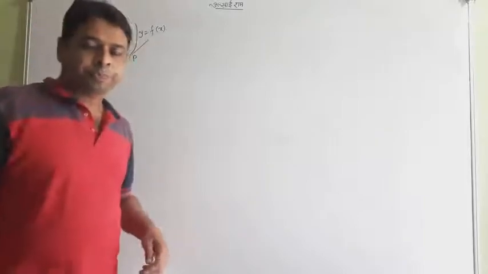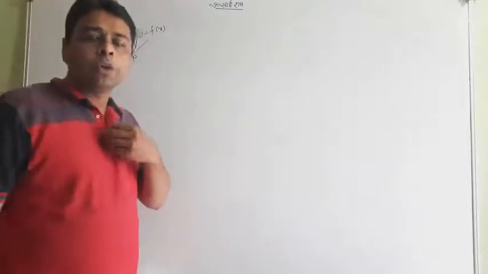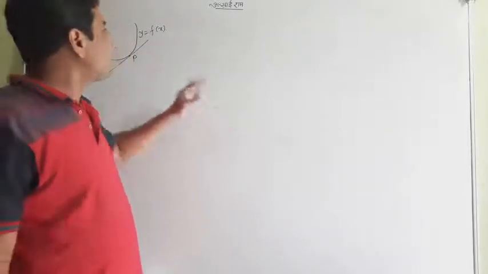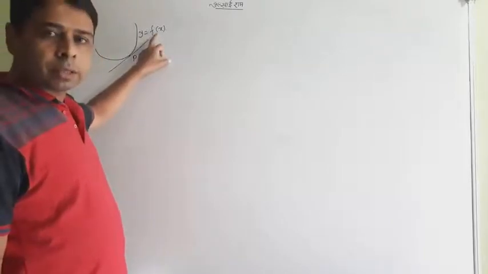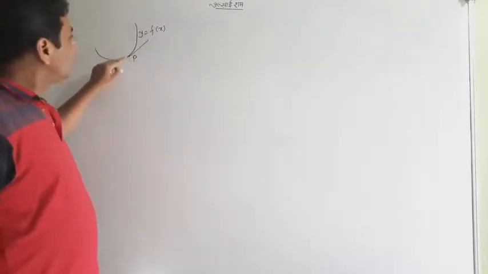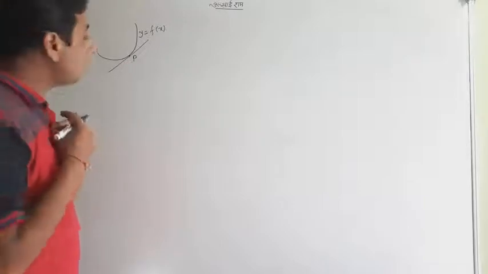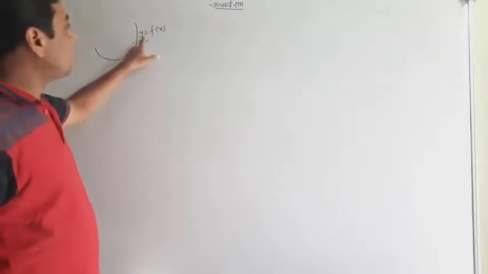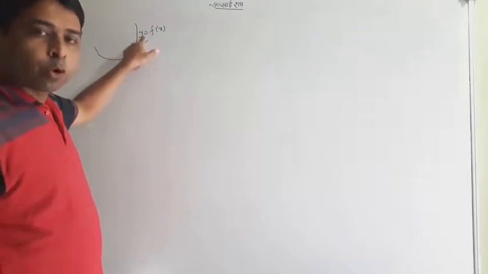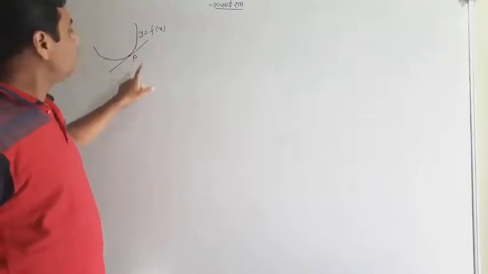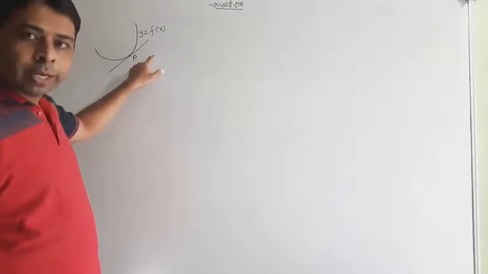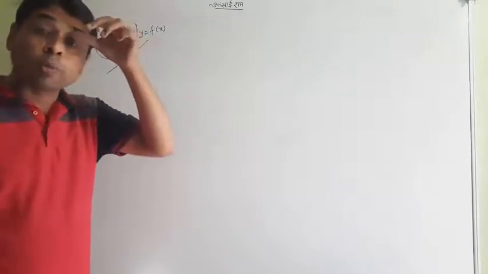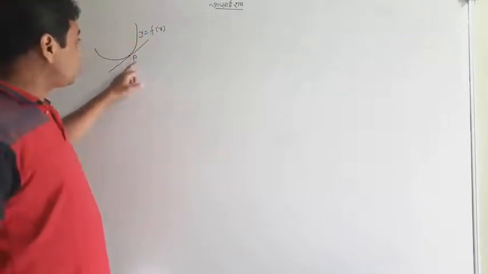Good morning students. Yesterday we saw how to find the slope of the tangent if the curve is given and the point of contact is given. That was simple. I found dy by dx, and whatever dy by dx we got, we put the value of the point P (x, y) in it, and we can get the slope of the tangent at this point.